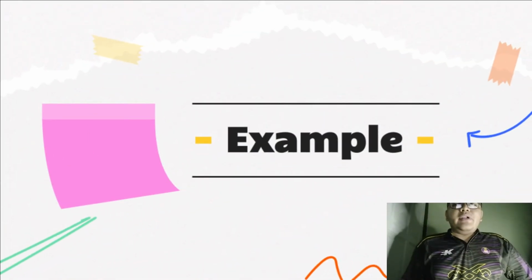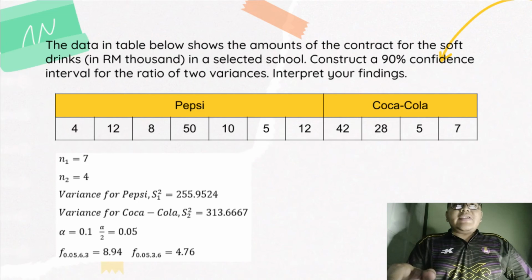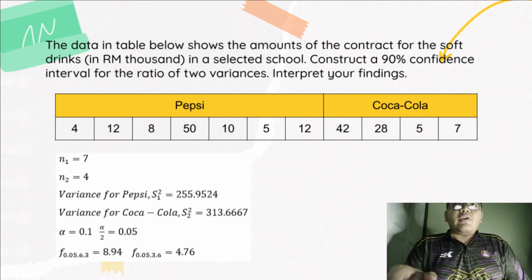So we move to the example. This is our example. The data in the table below shows the amount of the contract for the two brands of soft drink, which are Pepsi and Coca-Cola, in RM1000 in the selected school. Construct a 90% confidence interval for the ratio of two variances. Interpret your findings. So we can look at the table. There are two brands of soft drink, which are Pepsi and Coca-Cola. The sample sizes are 7 for Pepsi and 4 for Coca-Cola.